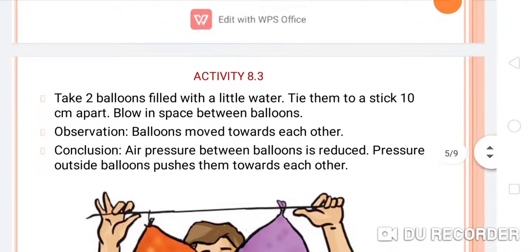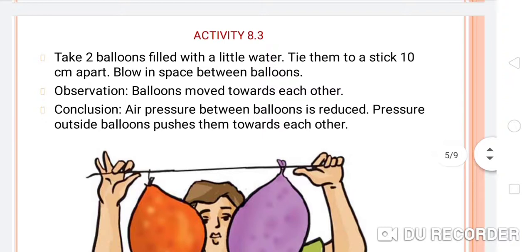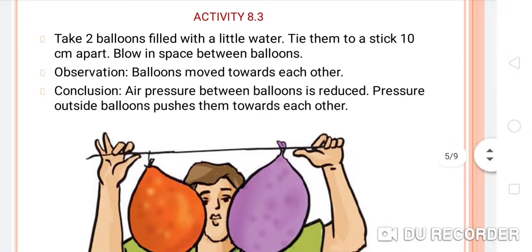Now next, let's see, students, the next activity number 8.3. Take two balloons filled with a little water. Next step, tie them to a stick 10 centimeters apart.